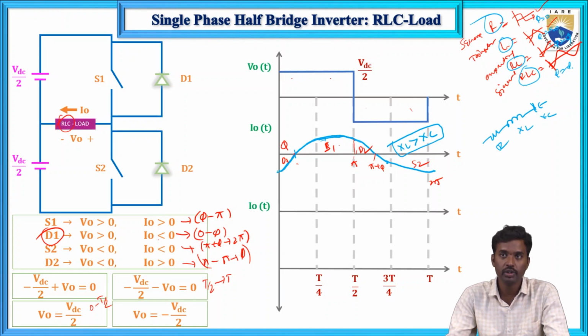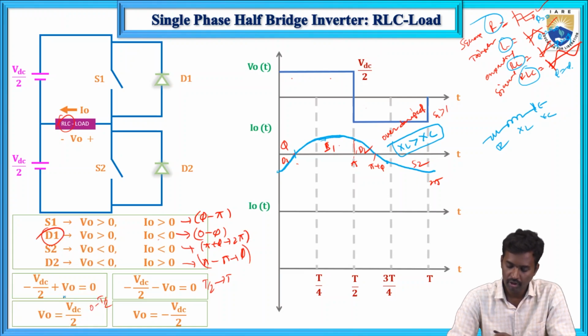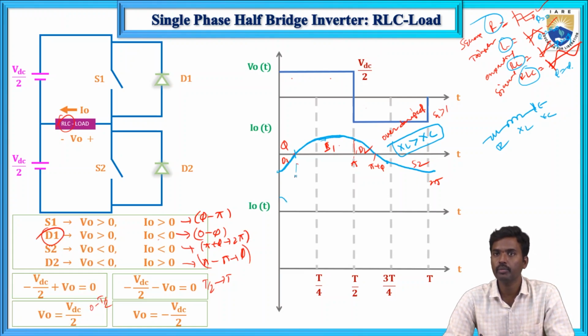And suppose this is the overdamped case, where zeta is greater than 1. And next, for the underdamped case, XC is greater than XL. So for that case, I am drawing the waveform. Same pi duration, and here pi duration.